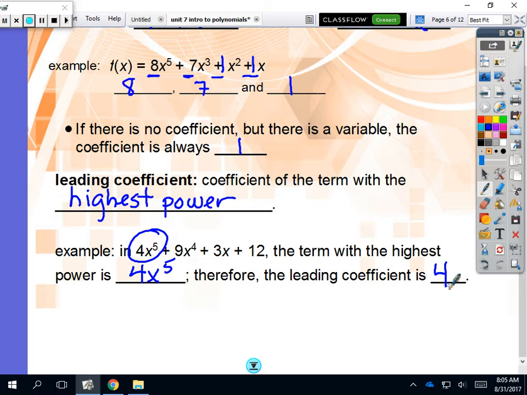So it's really easy to confuse the highest power, the degree, with the lead coefficient. The lead coefficient is the coefficient of the term. The power is that little number on the top right.